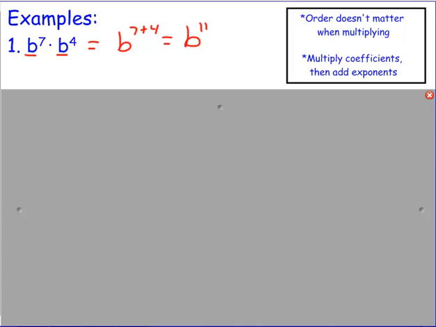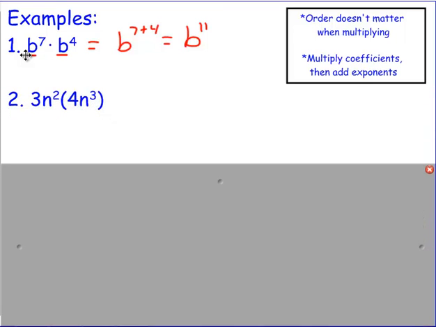Notice in the box a couple things you might want to jot down in your notes as you're watching this video. Order doesn't matter when multiplying. We know that 2 times 3 is the same thing as 3 times 2, and so we might use that to help us simplify here. We're going to multiply the coefficients and then add the exponents.